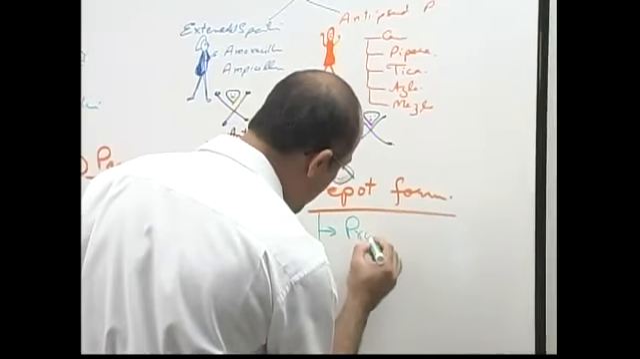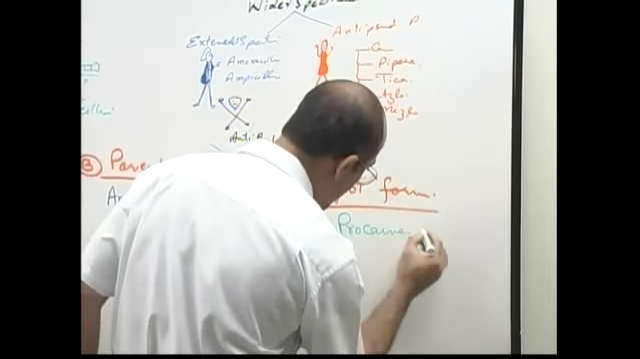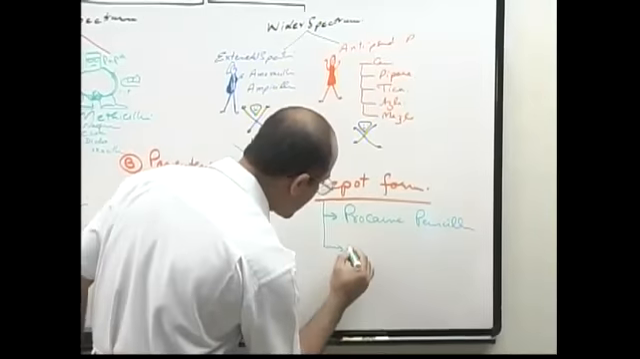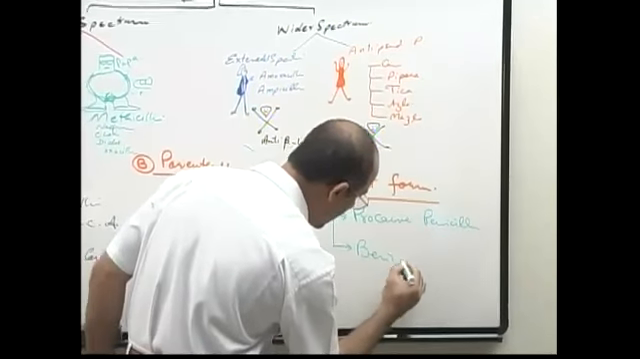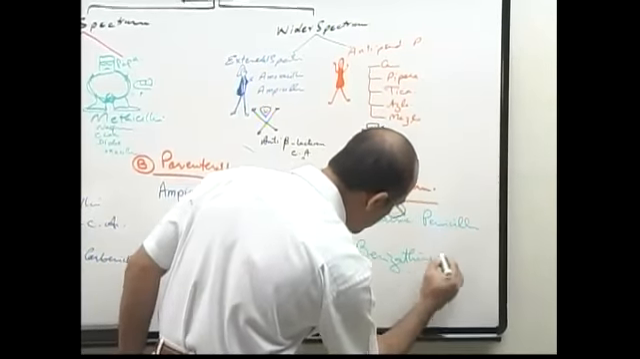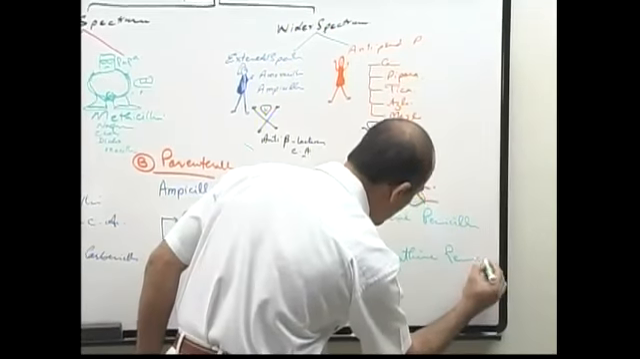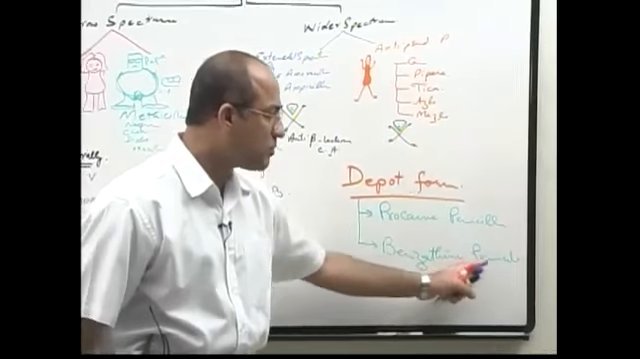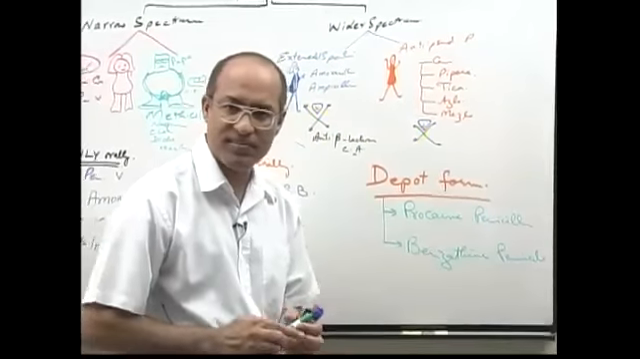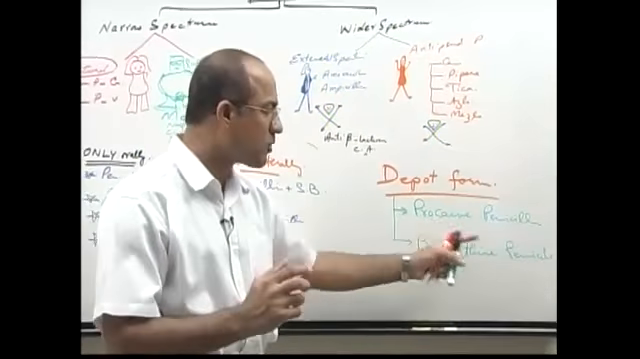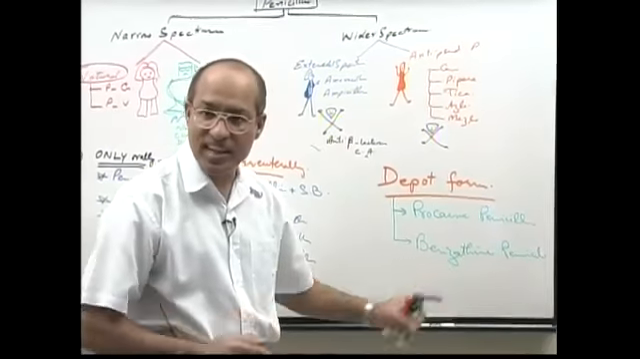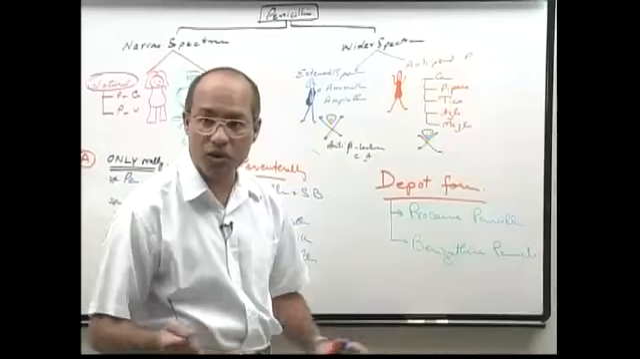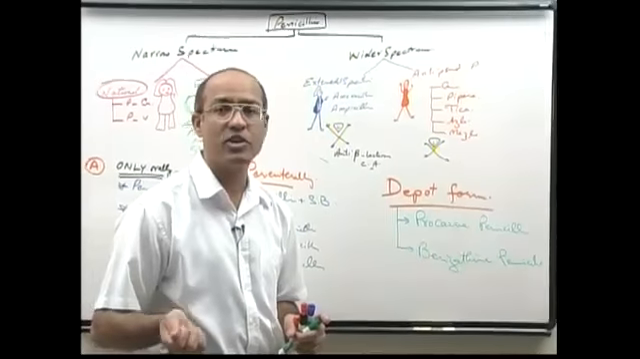The procaine penicillin, and what is the other? Benzathine penicillin. So, if you add benzathine or procaine with penicillin, then penicillin sticks to the procaine or to the benzathine. And in this combination form, penicillin is released from the benzathine or procaine molecule very gradually. So it keeps on working.